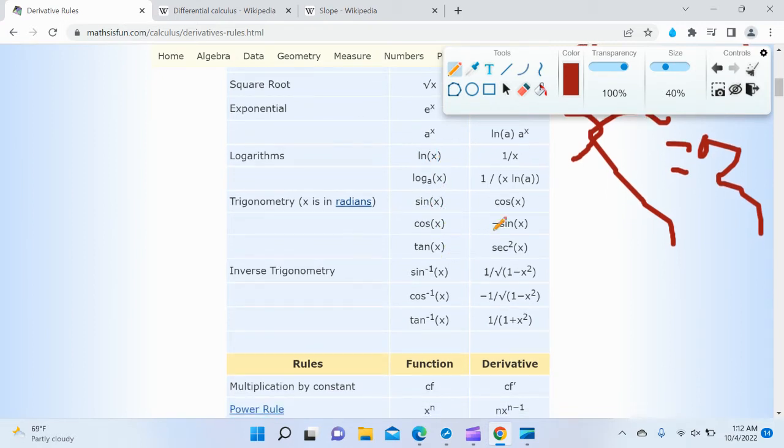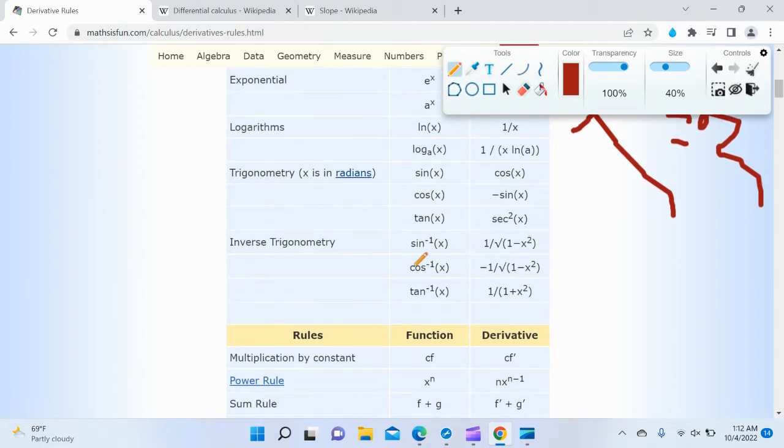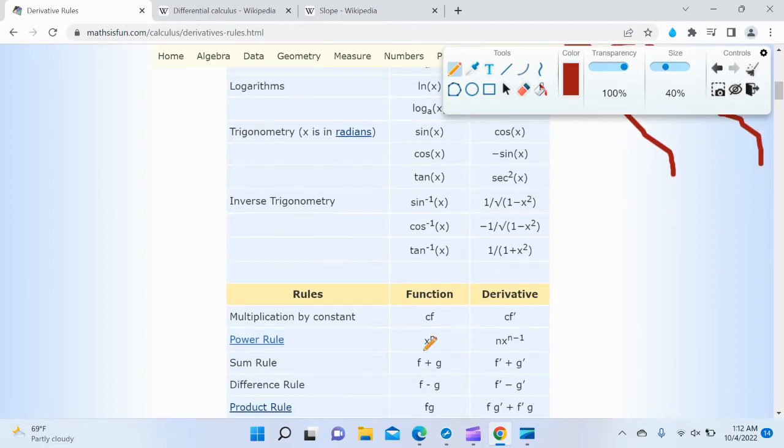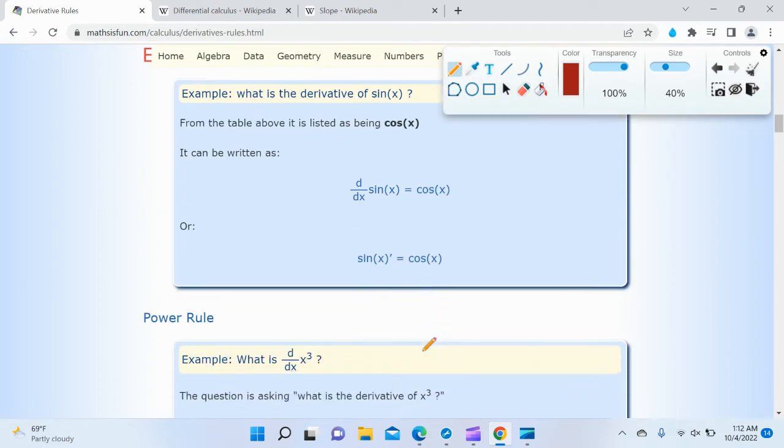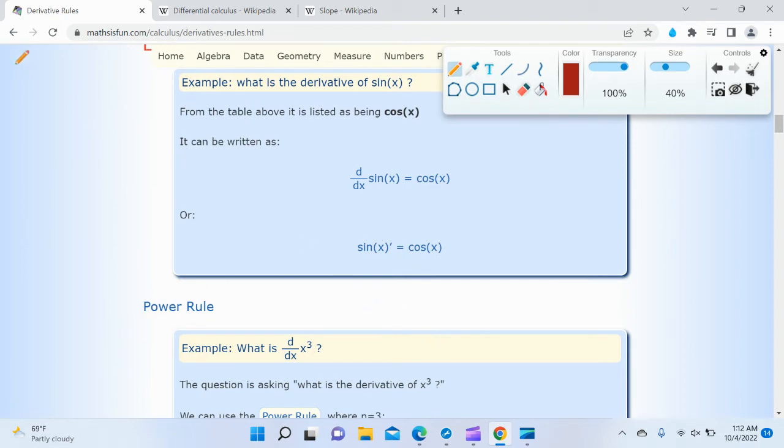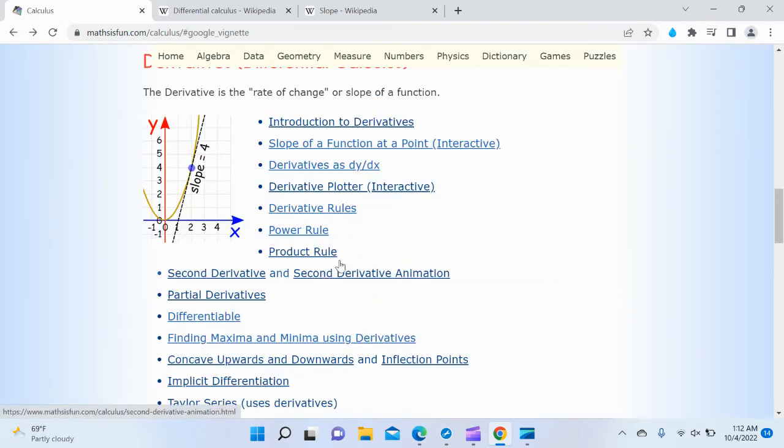Trigonometry is related, like sine, cos, tan. So we have some formula for this, also for differentiation. So we have to just remember these basic formulas. Okay, I think we are good.